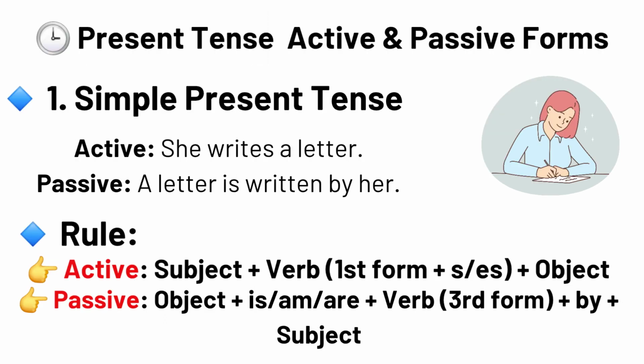Present tense, active and passive forms. Simple present tense. Active, she writes a letter. Passive, a letter is written by her. Rule: active, subject plus verb, first form plus s or es, plus object. Passive, object plus is, am, or are plus verb, third form, plus by plus subject.